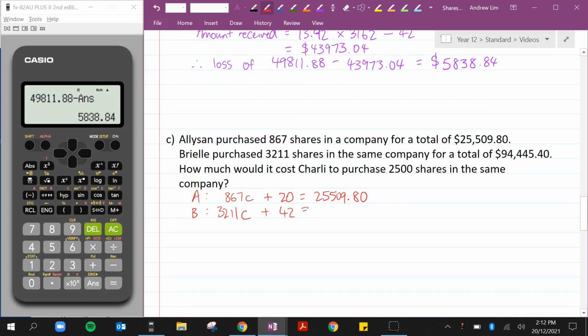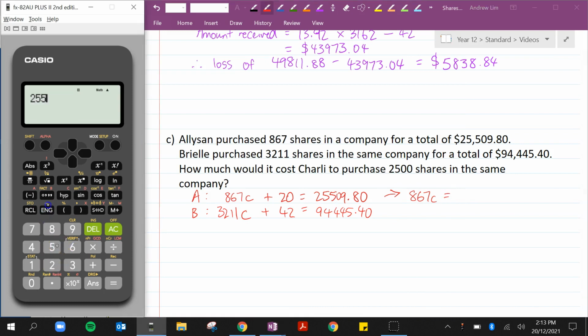And from here we can see 94,445.4. Looks like we didn't even need to use simultaneous equations because this is going to get us the same answer either way. There's only one variable, which is just the cost. So I could just solve either one of these, A or B. So let's look at A. I'm going to subtract 20 from both sides. So that gives me 867C is going to equal 25509.8 minus 20.